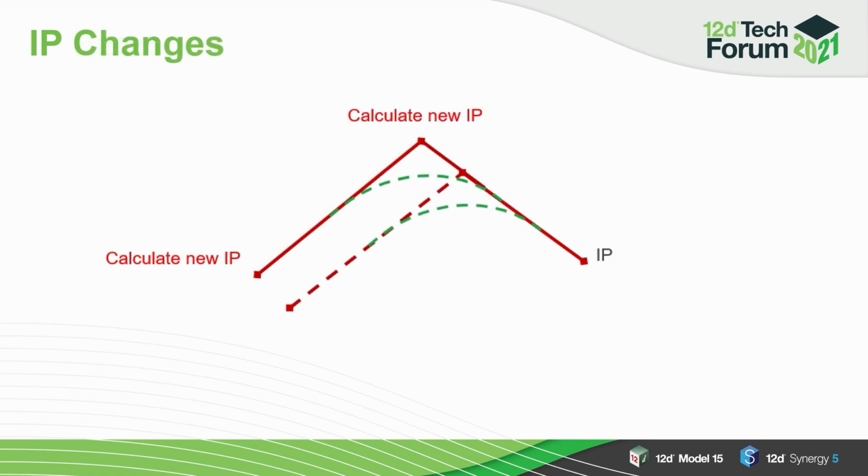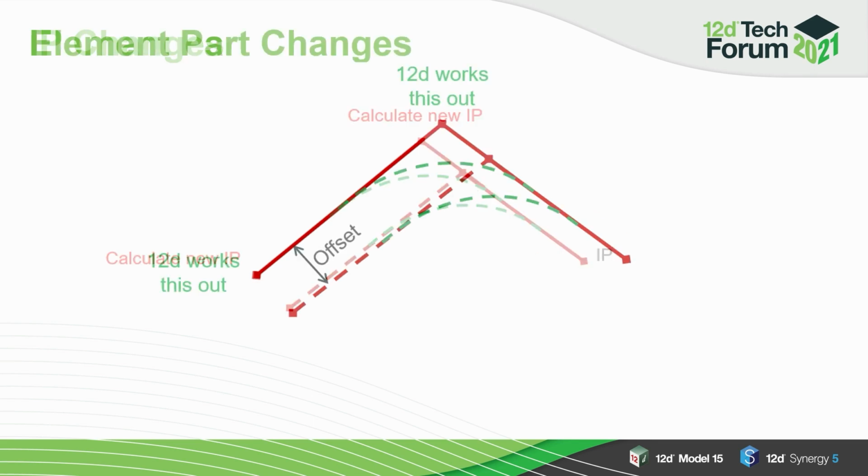But when we need to make changes to our design using the IP method, we tend to have to go through a lot of manual changes and calculations, particularly of new IP points, which just takes more time than it has to. In this case, if we want to shift the straight length of road, we have to calculate the two new IP positions to produce this shift. But wouldn't it be easier to just offset that length and let 12D work out the details for you? This is what the element method enables.